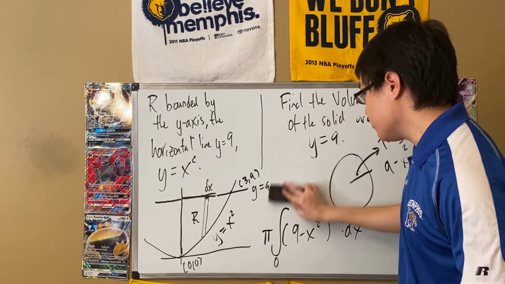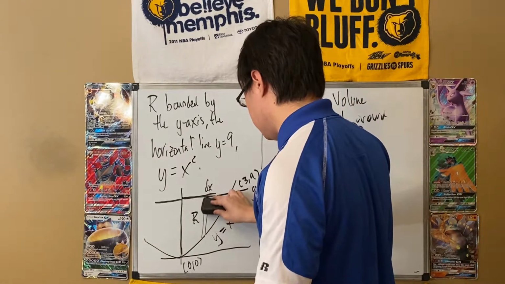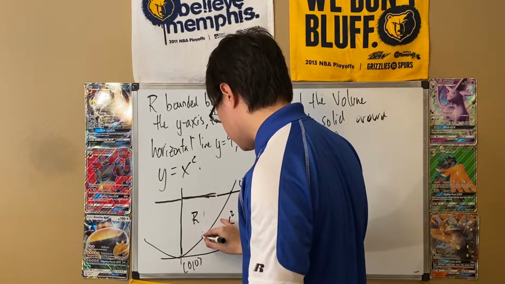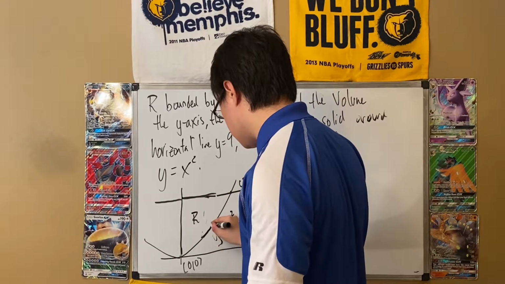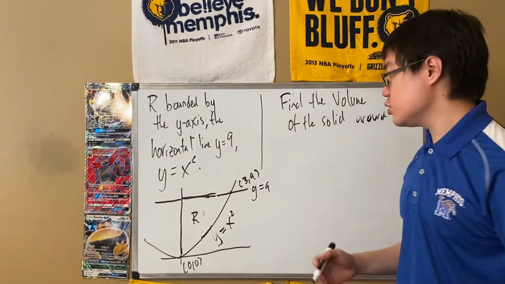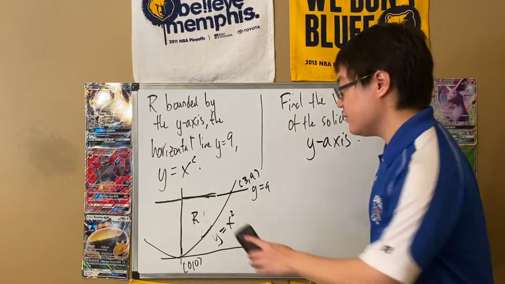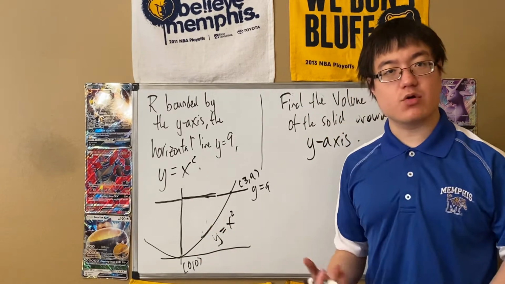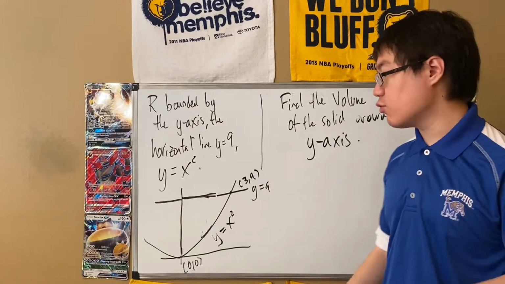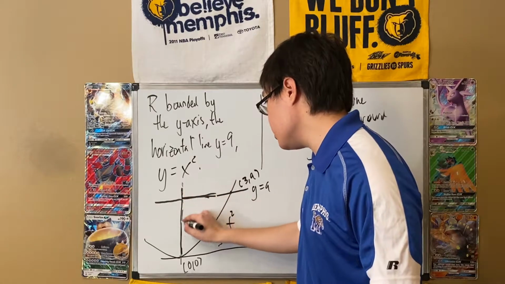So let's say we have the same region. Let me erase just a little bit of it, and let me retrace over this line. But instead of rotating around the line y is equal to 9, now we're going to rotate around the y-axis. So keep in mind that the y-axis is, of course, a vertical line. So even if we have the same region as the previous question, rotating it around a different axis totally changes the question. So in this case, we're going to rotate around this line right here.